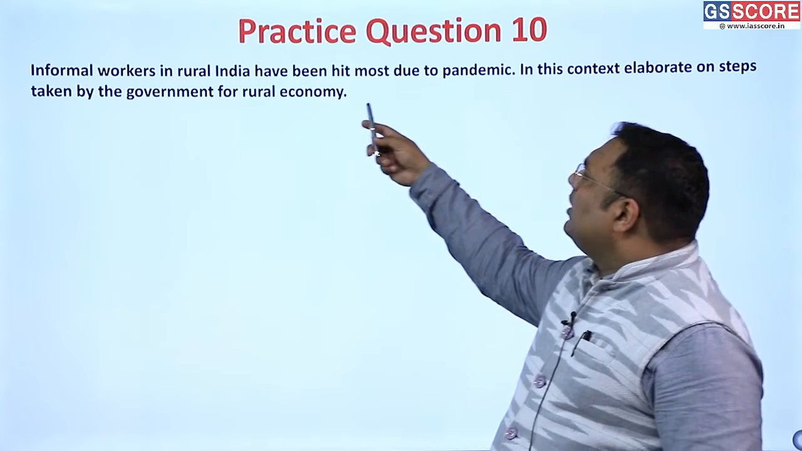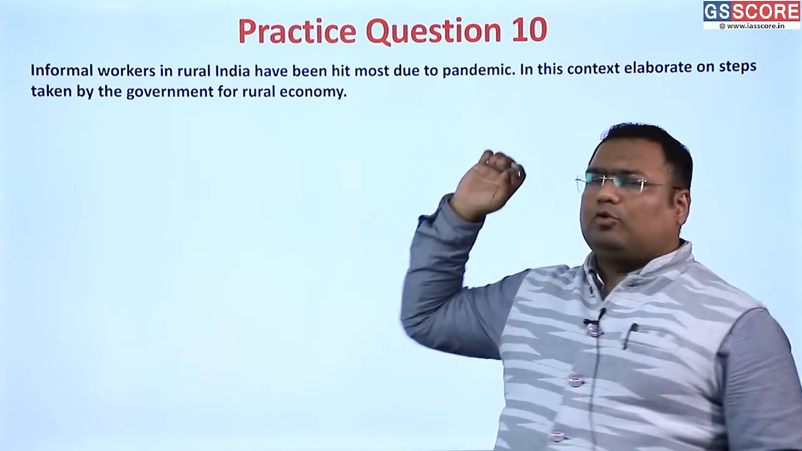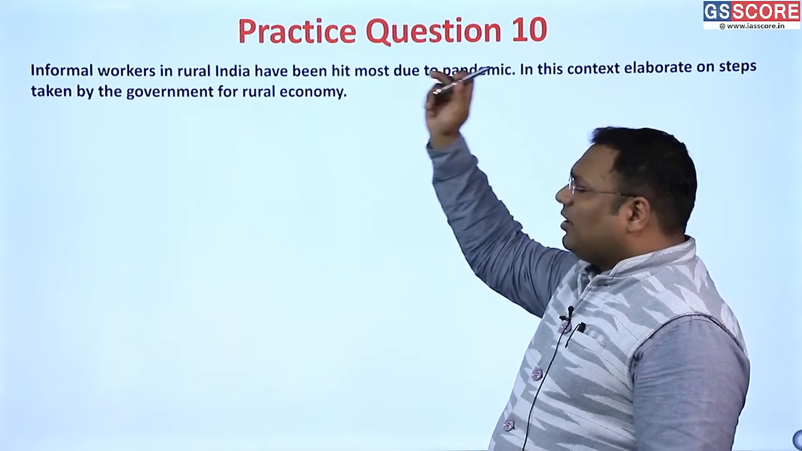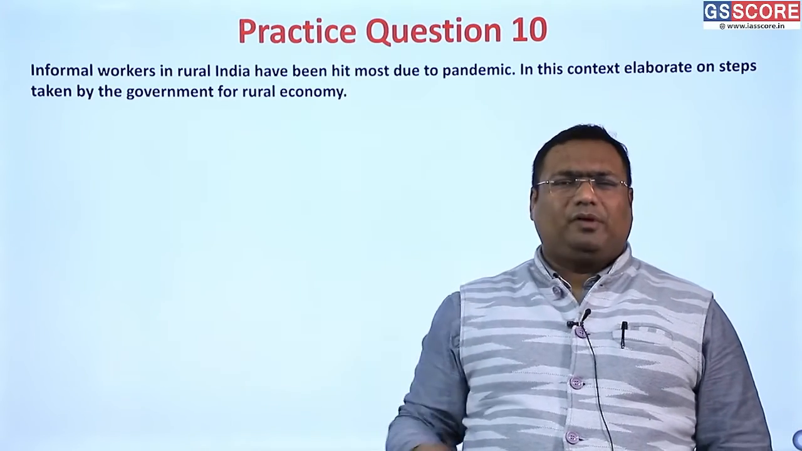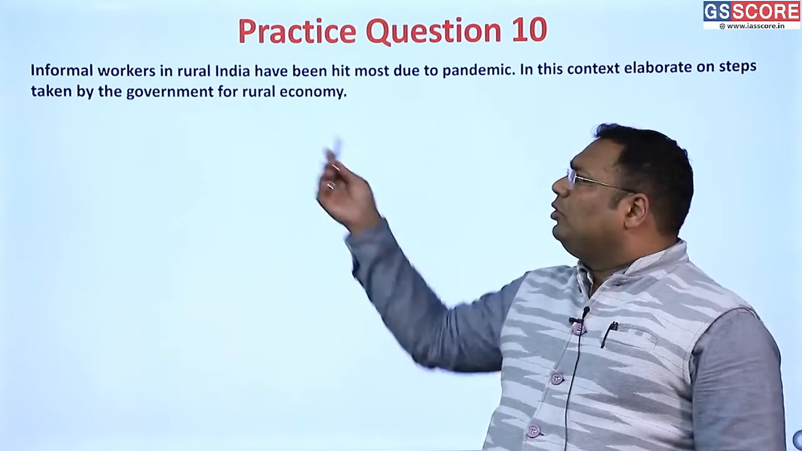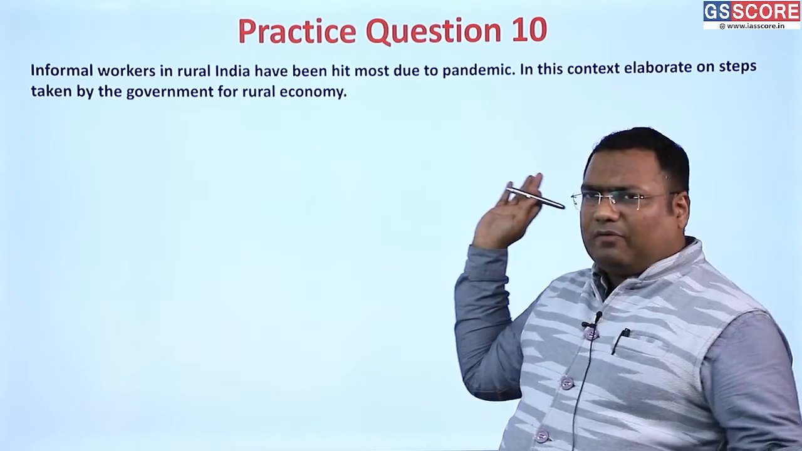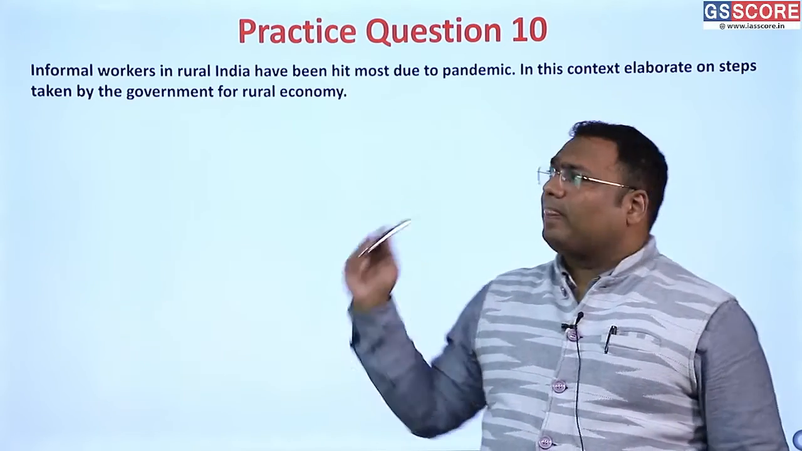Informal workers in rural India have been hit most due to pandemic. So this is a statement. You talk about this statement, whether you support, do you agree? Although it is not asked, whenever a statement is given in the question, either you assume that it is true and on that basis you answer, or you have some problem with this statement and then you counter. Here we do not have a counter to that. This is correct. So you explain it very briefly.